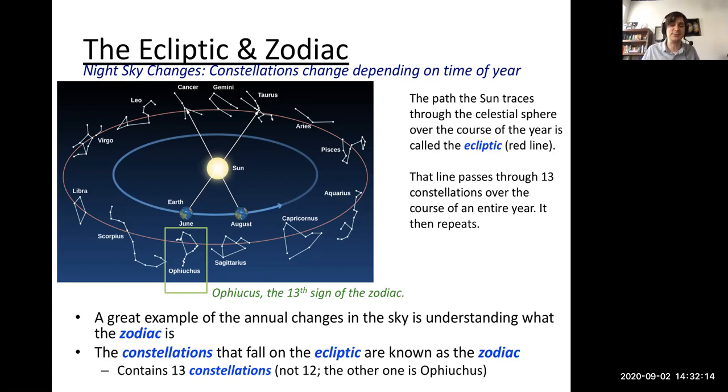12 is a nice divisible number, while 13 is a prime number. Probably has something to do with that, so it's easier to set times and calendars with 12 rather than 13. Or maybe they just don't like snakes, because who likes snakes? And Ophiuchus is the serpent bearer. But yes, there are 13 lines of the zodiac. And we define a constellation as part of the astronomical zodiac if the ecliptic passes through it. The ecliptic is the path that the sun takes through the stars over the course of a year.